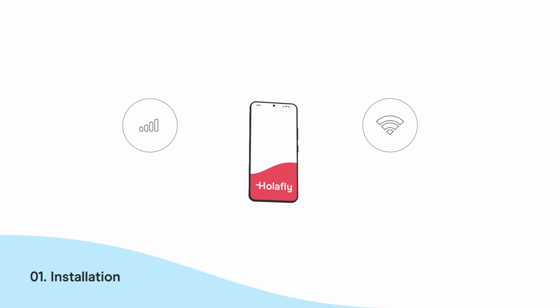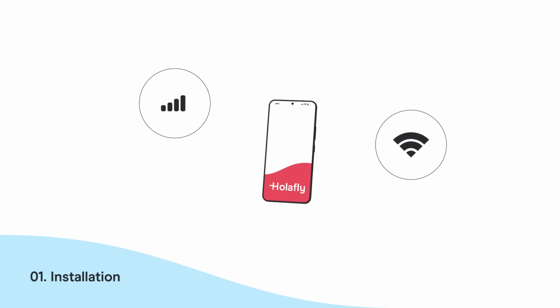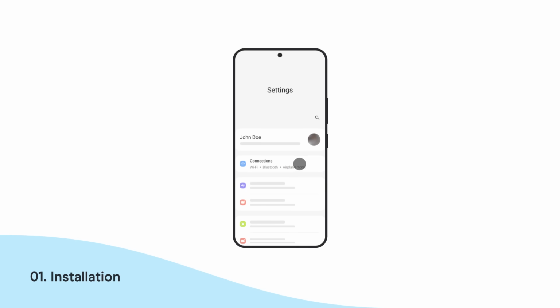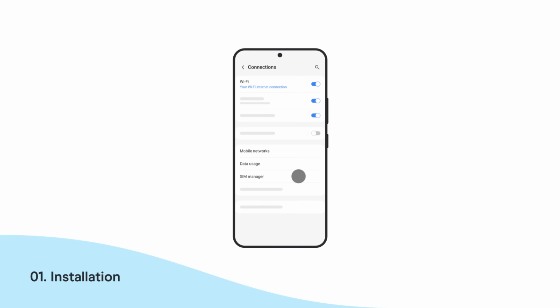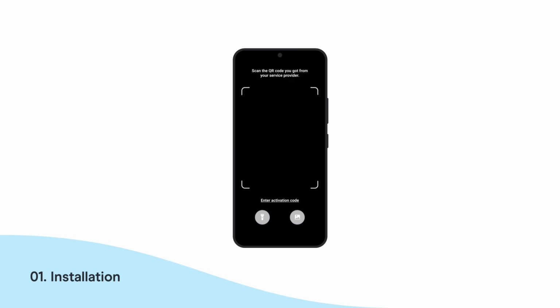First, make sure you have a stable internet connection, such as Wi-Fi or mobile data. Go to Settings, and then Connections. Once there, look for SIM Manager to find the installation options for your eSIM. Under eSIMs, select Add eSIM to start the installation process for your new mobile plan. Select Scan QR Code from Service Provider.